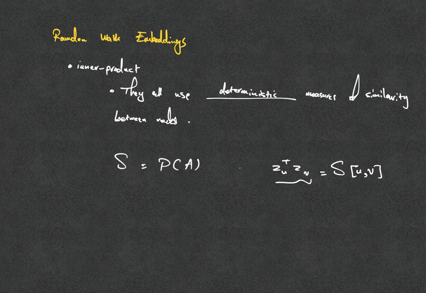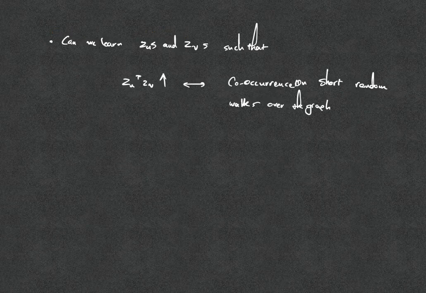Now recently there have been a lot of works in using the inner product in order to apply it on stochastic measures of neighborhood overlap. So the question that these recent and innovative works are trying to respond to is: can we learn node embeddings, for instance, for nodes U and V, Z_U and Z_V, such that if two nodes are similar, meaning, for example, if the inner product of them is high, that basically means that they are likely to co-occur on short random walks over the graph. And the two main models that we're going to talk about are DeepWalk and node2vec.